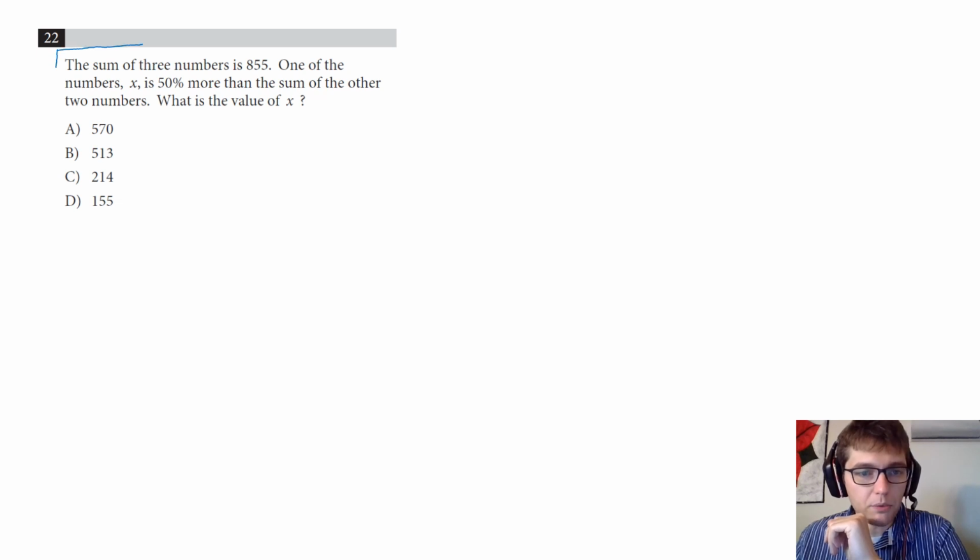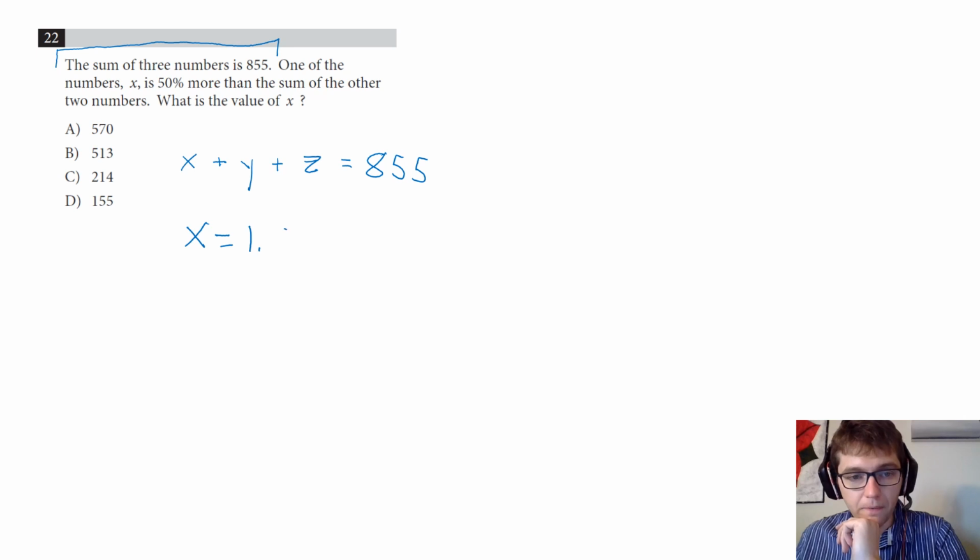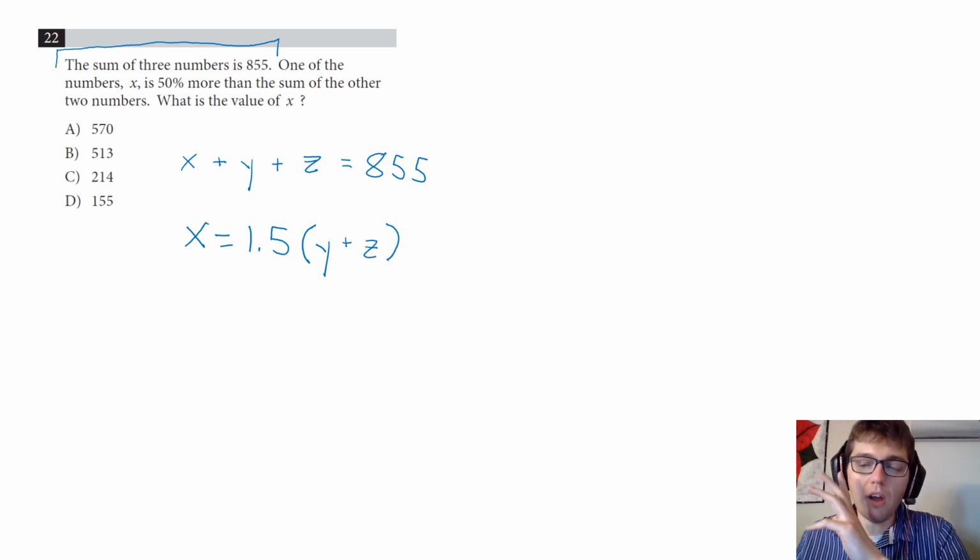In this first sentence, the sum of 3 numbers is 855. So our 3 numbers, we'll call them x, y, and z. Their sum, so x plus y plus z, is 855. There's our first equation. The second equation, one of the numbers x is, so when they say x is, they mean x equals 50% more than the sum of the other 2 numbers. So 50% more would be multiplied by 1.5 more than the sum of the other 2 numbers. The other 2 numbers are y and z, and it is their sum. So plus. So now you have both your 2 equations in your system of equations.